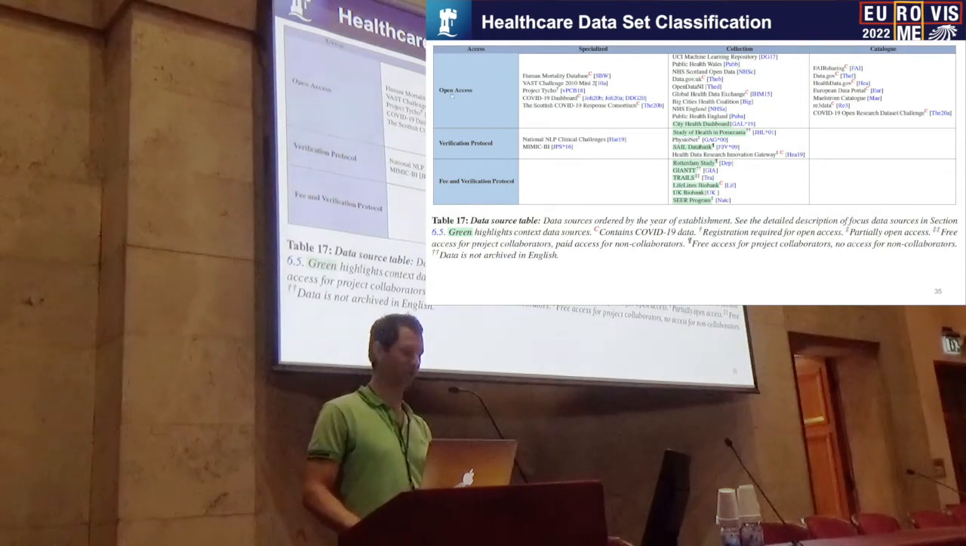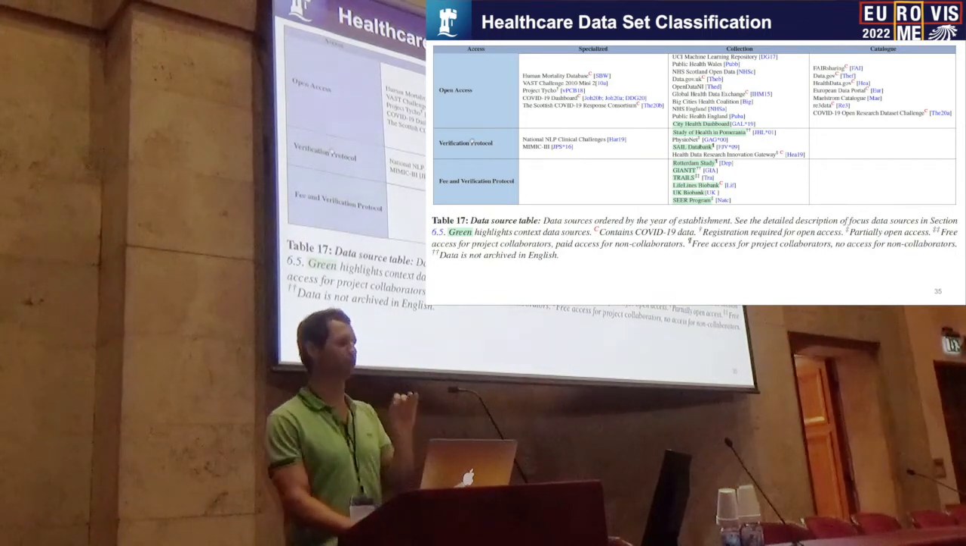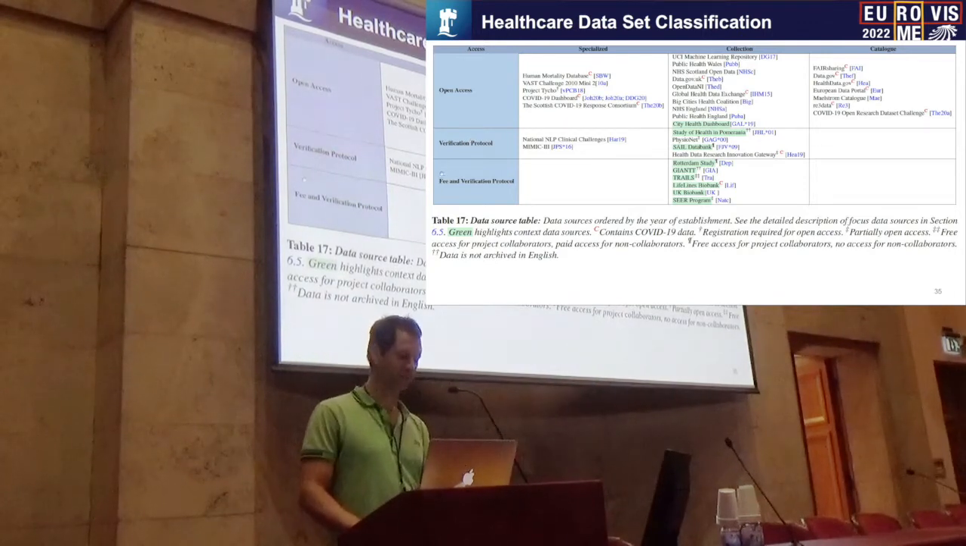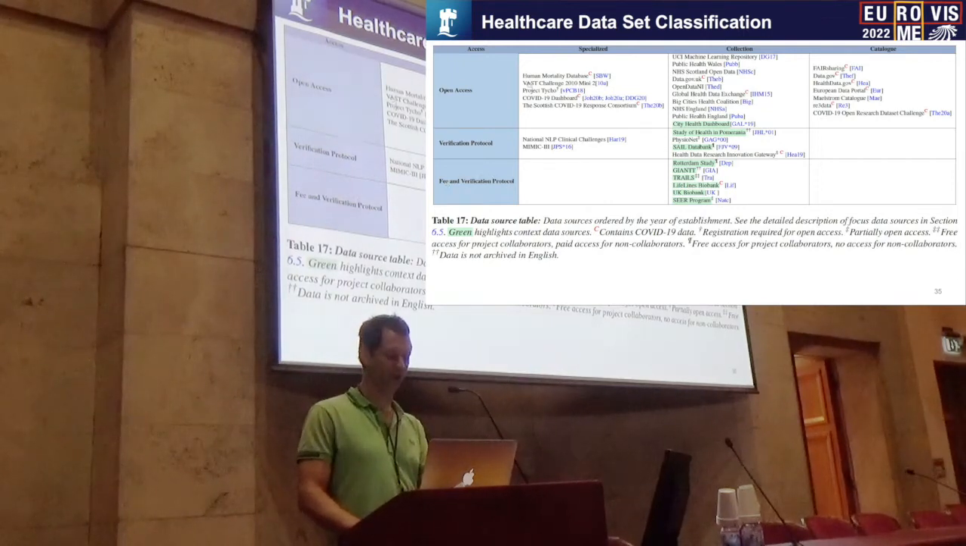So we have 3 different categories of access. Our favorite one is the open access. This is a set of data sets where you need to verify that you're a person and a researcher, and you might have to register and provide your details. And then there's a set of data sets where you need to verify that you're a person, a researcher, and pay a fee. And they have all sorts of other attributes.